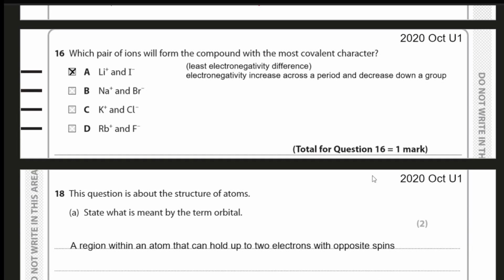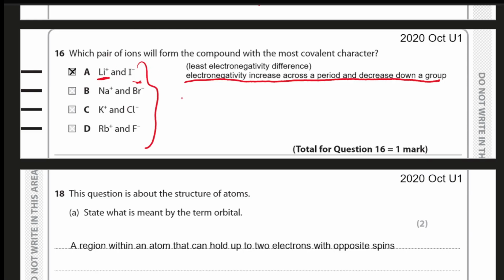Moving on, which pair of ions will form the compound with the most covalent character? Again, in order to judge the covalent character, we need to check out the electronegativity differences. Now, if you check out all of them down here, we need to know that electronegativity increases across a period and decreases down a group. That means the least electronegativity difference will be between Li plus and I minus, considering Li is present at the topmost position in the group.